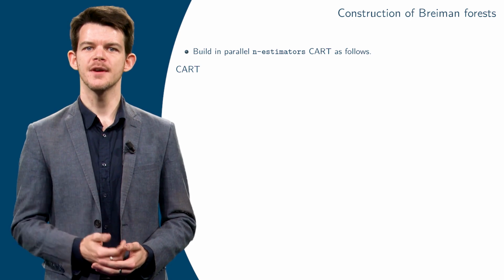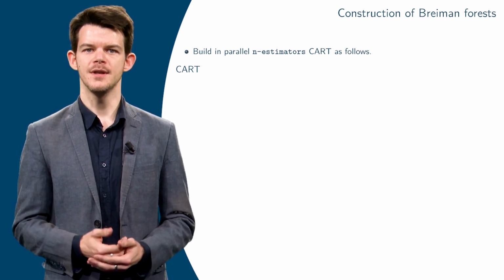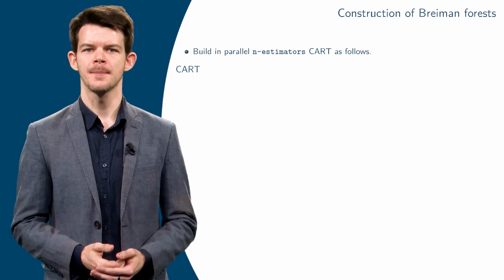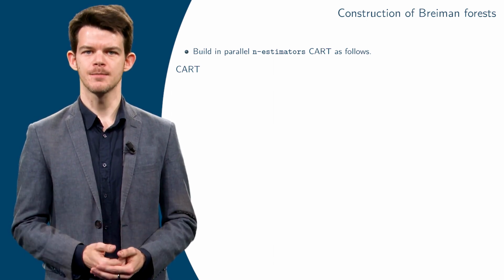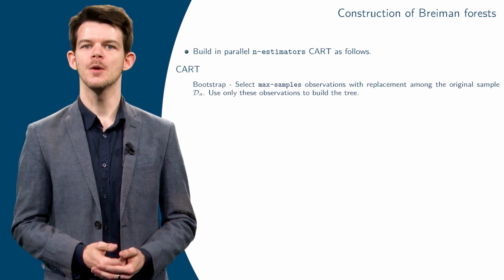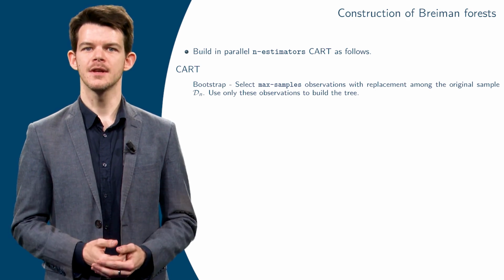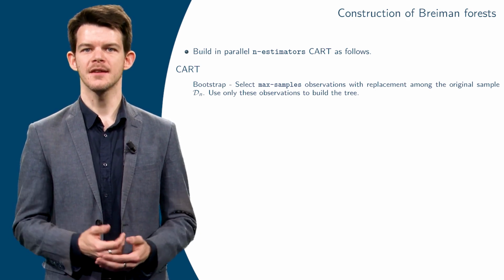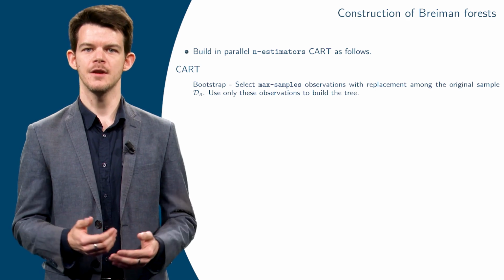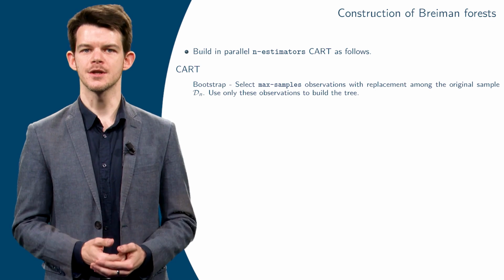To build a random forest, we construct a number n_estimators of trees. Each of these trees is constructed in the following way. A bootstrap step is used, allowing to select with replacement max_samples observations among the n initial observations. Usually, max_samples is set to n. The bootstrap dataset then contains n observations. Only these observations will be used to build the tree in question.